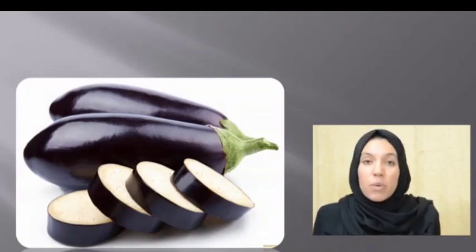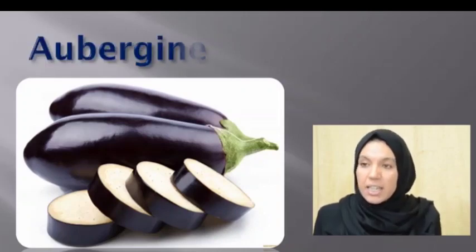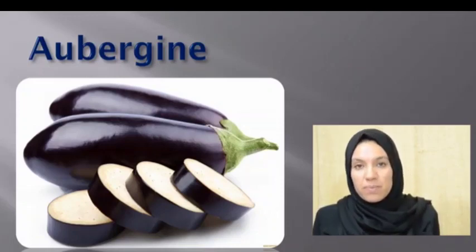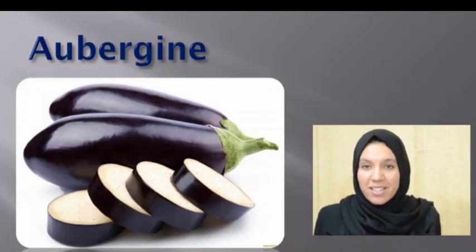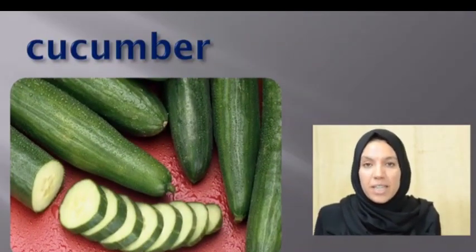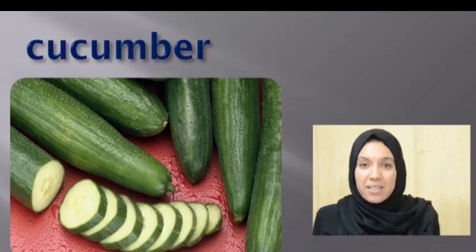As you can see here, we've got the first picture. This in English, we call it aubergine. So can you classify it? Can you tell me which category aubergine belongs to? I think the answer is very obvious. It belongs to vegetables. Number two, we've got cucumber. Mostly cucumber, we use it to make salads. So cucumber also is a type of vegetables.